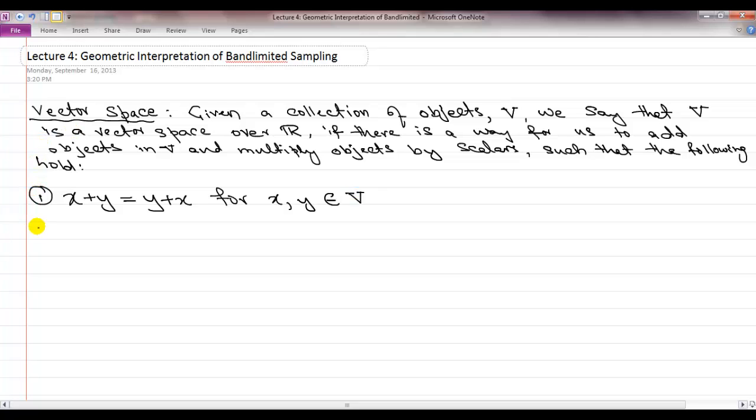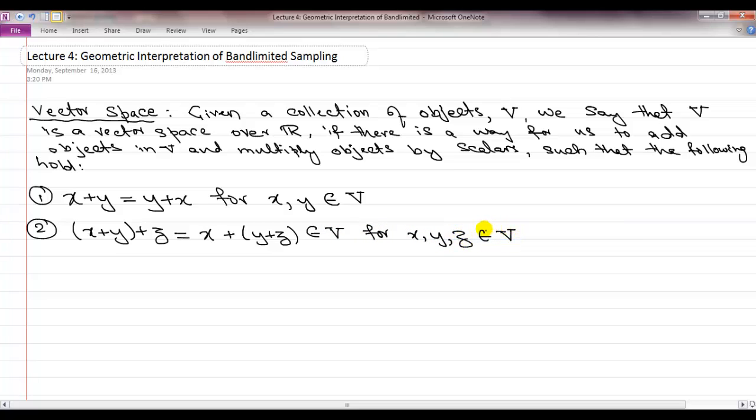The second is again the natural property of associativity, which is that if you are adding three objects, then the order in which you add them shouldn't determine your answer. For x, y, z belonging to the vector space. Again, this property just says that if I first add x plus y and then add it to z, or I add y plus z and then add them to x, the answer shouldn't change.